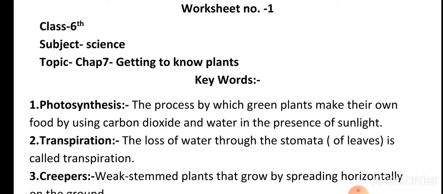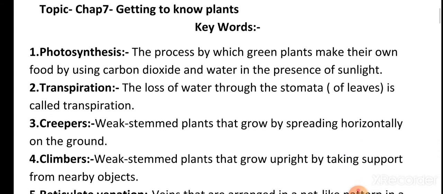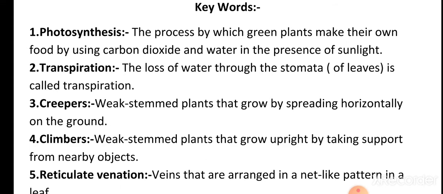Keywords means hard words. Our first keyword is photosynthesis. Photo means light and synthesis means to prepare. So, the process by which green plants make their own food by using carbon dioxide and water in the presence of sunlight is known as photosynthesis.